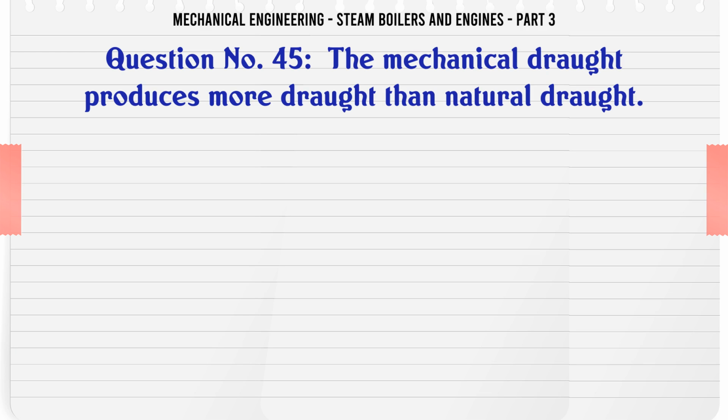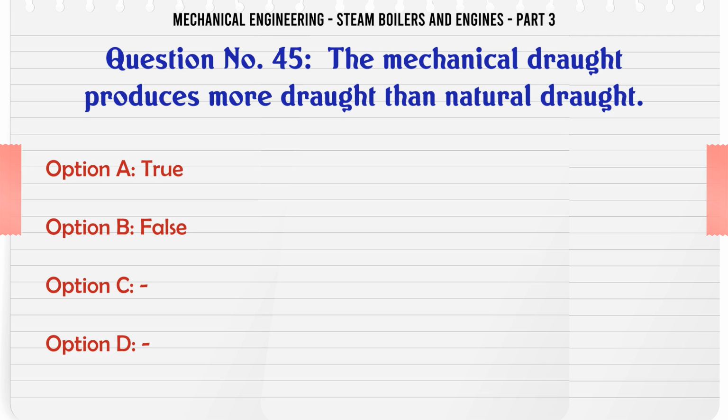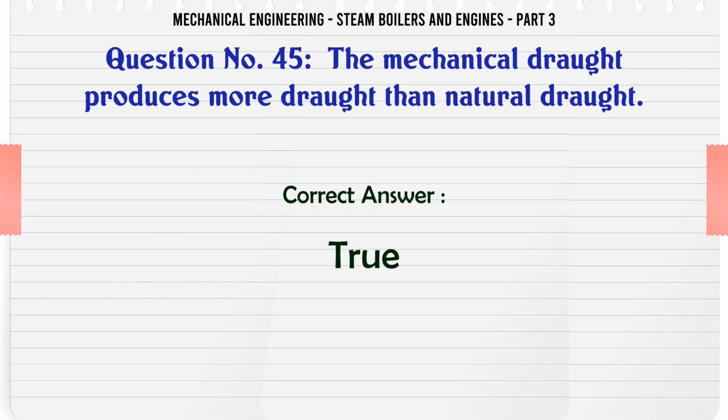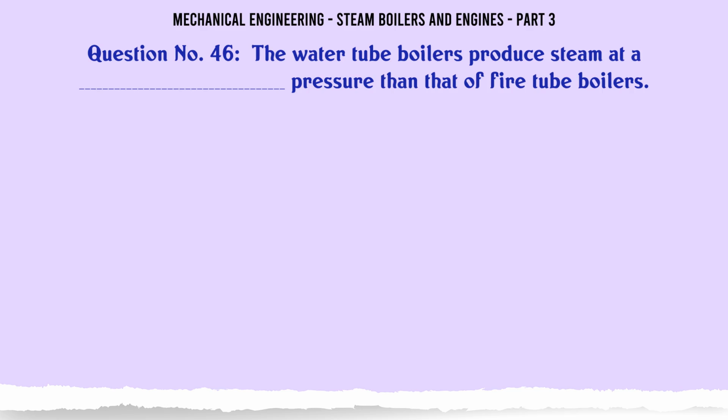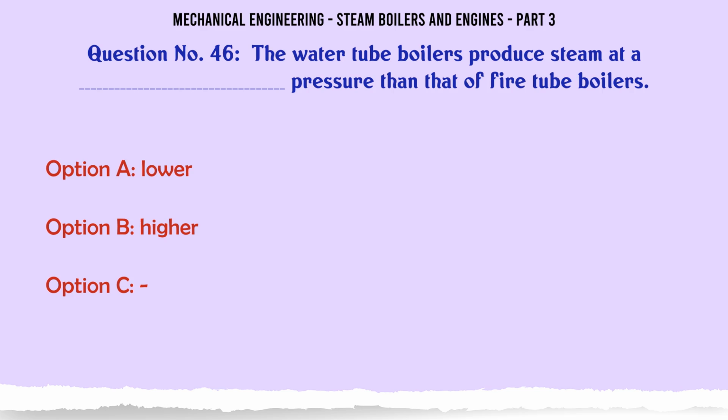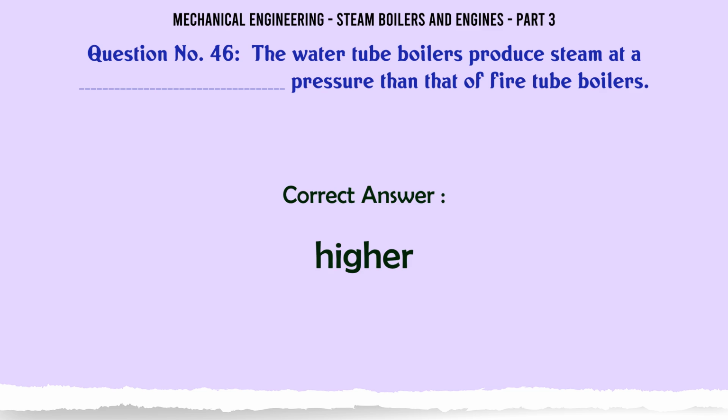The mechanical draught produces more draught than natural draught. A. True. B. False. C. D. The correct answer is true. The water tube boilers produce steam at a pressure than that of fire tube boilers. A. Lower. B. Higher. C. D. The correct answer is higher.